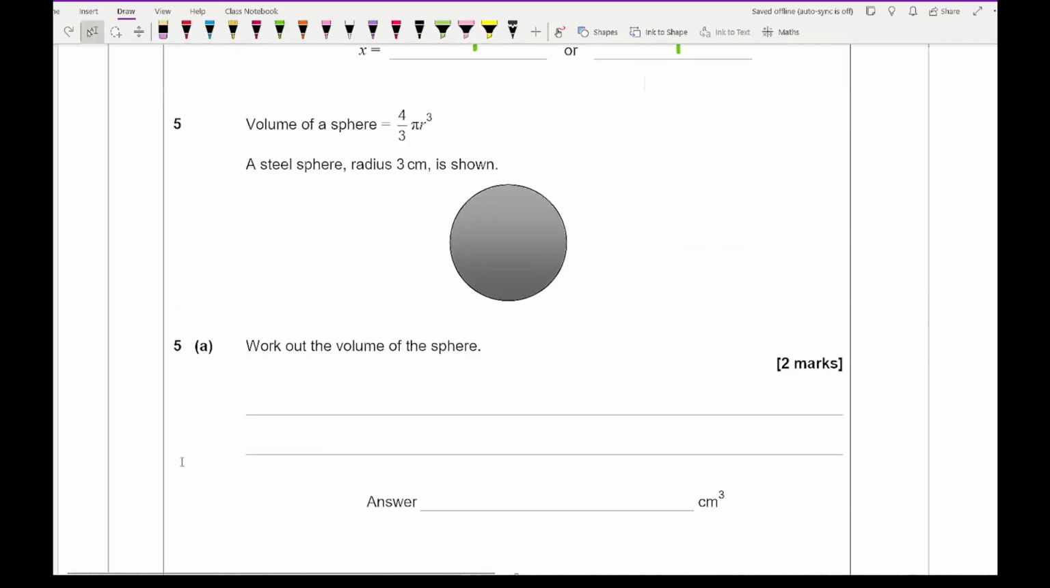Moving on to question 5, it says the volume of a sphere is 4/3 pi r cubed. A steel sphere with a radius of 3 centimetres is shown. Work out the volume of the sphere. So here it's going to be v equals 4/3, and all I'm doing is substituting r equals 3. So it's going to be 4/3 times pi times 3 cubed. And again, I would always strongly recommend students, because it's worth 2 marks, to actually write down that they have substituted 3 into the formula.